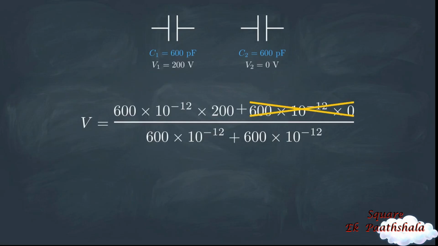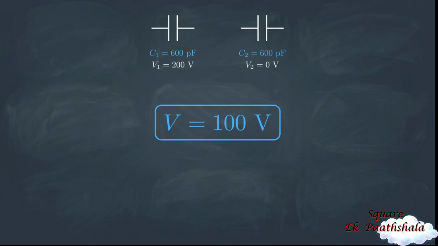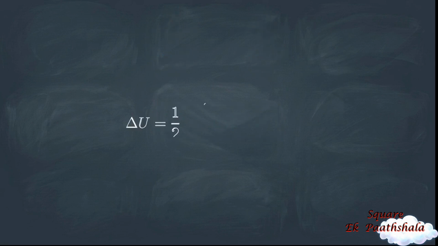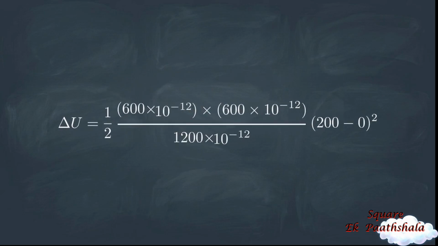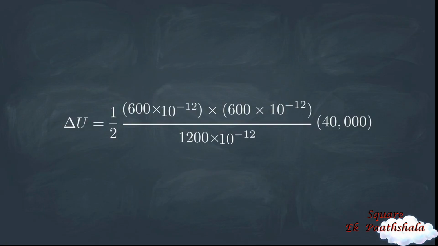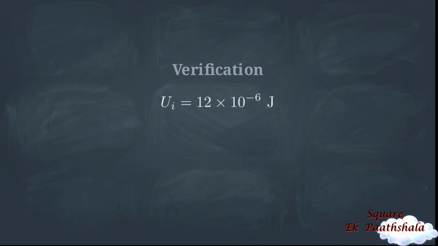The common potential is calculated by dividing the initial charge by the total capacitance of the new system, which settles at 100 volts. We calculate the energy loss using the delta U formula. To handle the picofarad units accurately, notice that the 10 to the negative 12 terms in the numerator and denominator cancel out. This simplifies the final result to exactly 6 microjoules.